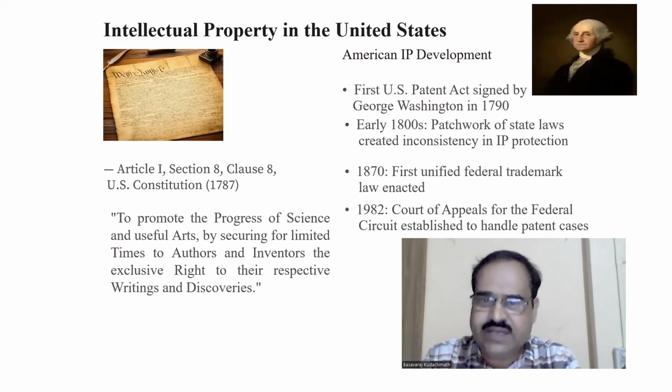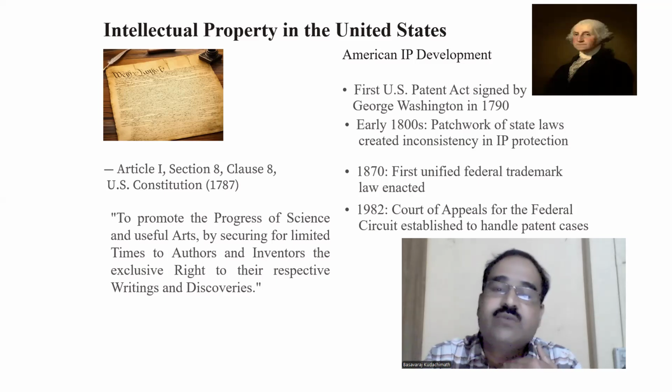Then in the year 1800, a patchwork of state laws created inconsistency in IP protection. There was no perfect consistency. In 1870, the first unified federal trademark law was enacted, and serious actions were made to protect the intellectual property of the authors, scientists and innovators.